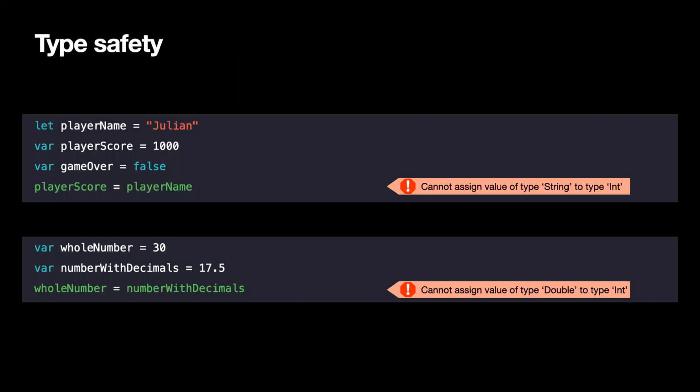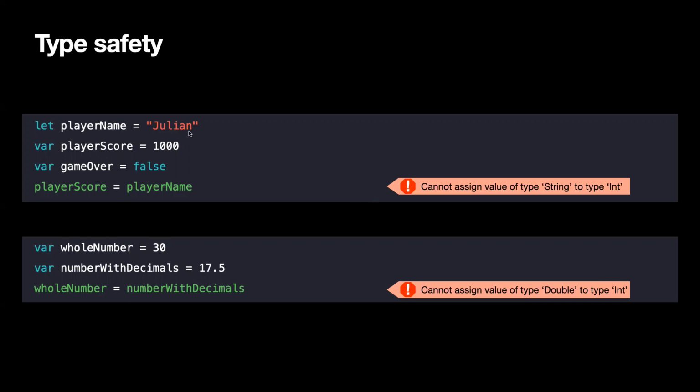There is something called type safety. That means you cannot assign a variable to another variable if the types are not compatible. What does that mean? So in this case, player name is Julian, player score is 1,000.